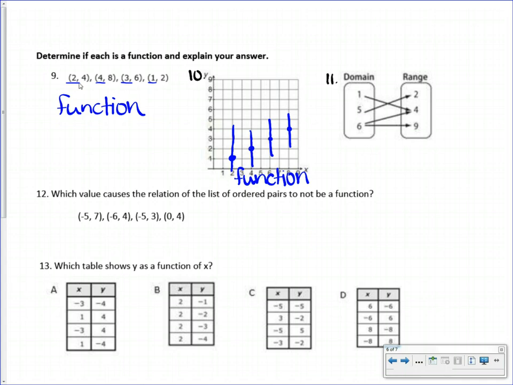Number 11, we have a mapping diagram. So you're going to look at your x's and see how many arrows they have. So your first x value of 1 has 1 arrow. Your second x value of 5 has 1 arrow. And your last x value of 6 here, this has 2 arrows. So because 6 has 2 arrows, that means it's repeated. So number 11 is not a function.